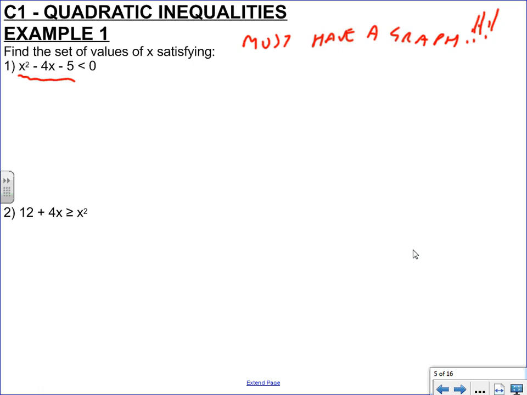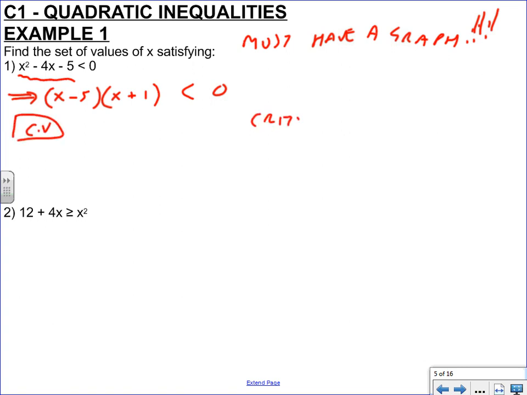Well, if this was x squared minus 4x minus 5 equals 0, you would solve this in the normal way, wouldn't you? You would factorize it, but instead of it equaling 0, it's just less than 0. So let's factorize that: x minus 5, x plus 1 looks about right. Now, the difference here is that we're going to isolate something called critical values.